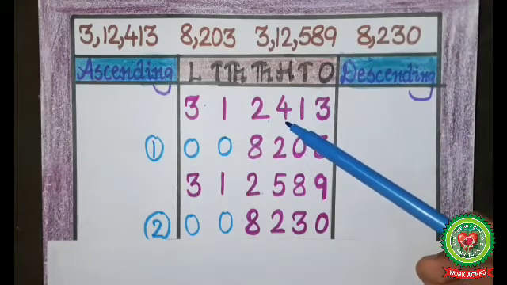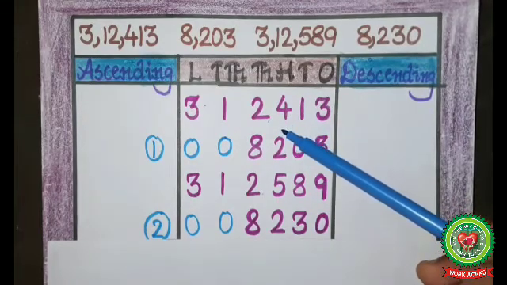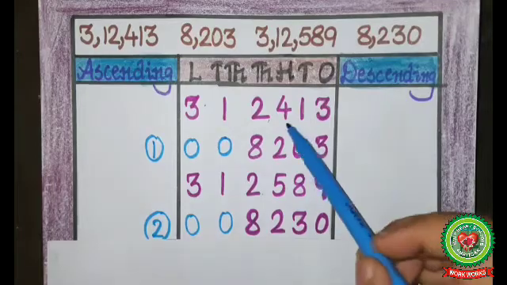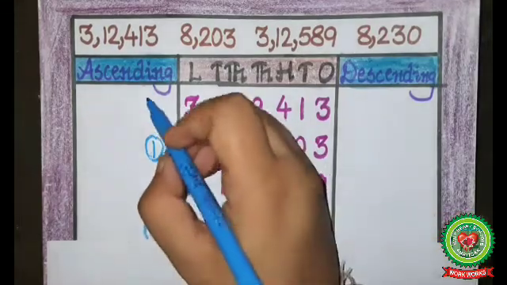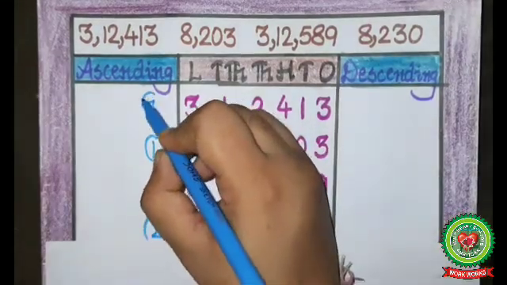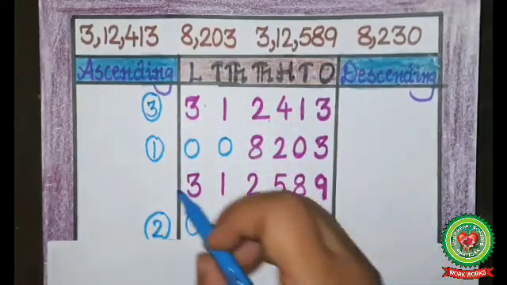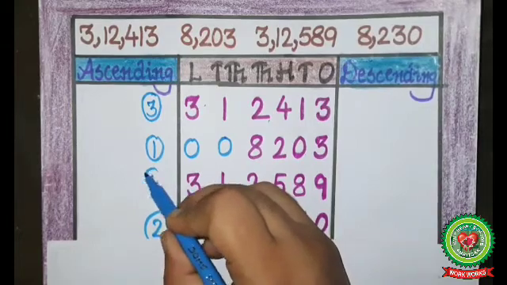Now at hundreds place one digit is 4 and other is 5. Now which one is smallest? Yes, 4 is smallest. That means this is number 3 and this is number 4.